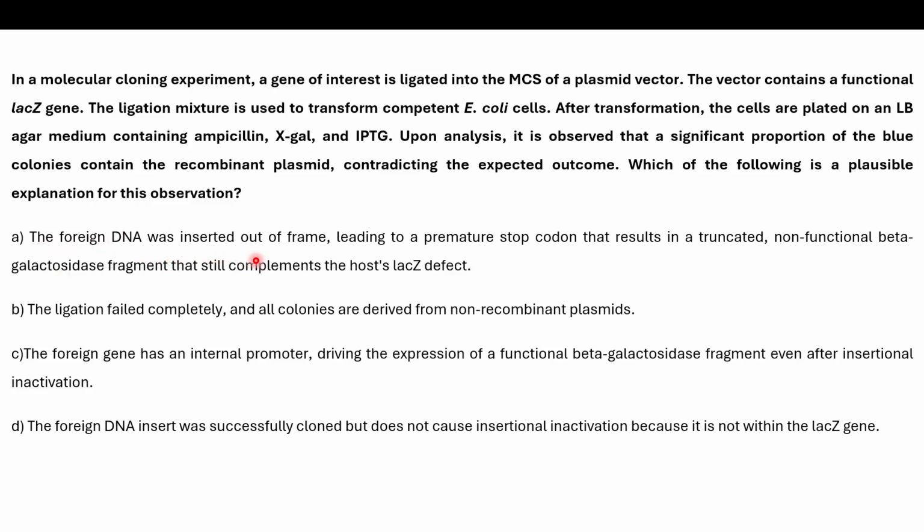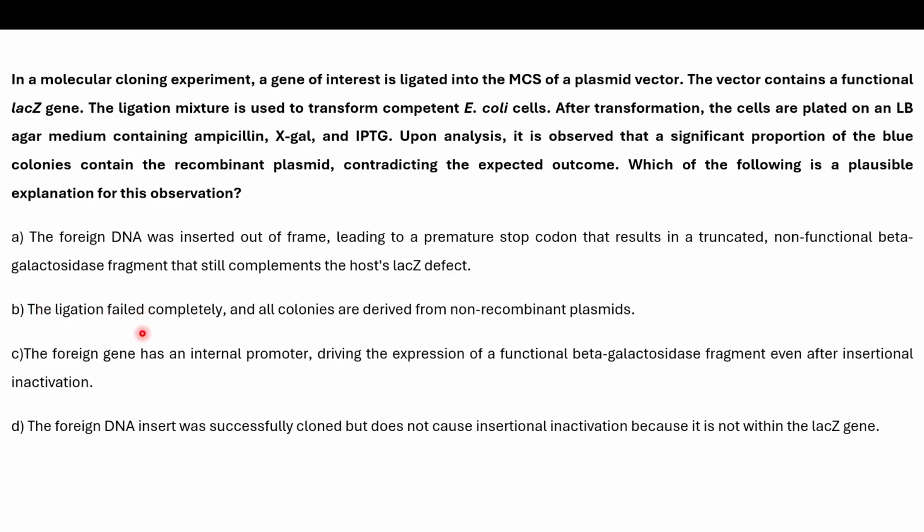The foreign DNA was inserted out of frame, leading to a premature stop codon that results in a truncated, non-functional beta-galactosidase fragment that still complements the host's lacZ defect. The ligation failed completely and all colonies are derived from non-recombinant plasmids. The foreign gene has an internal promoter which drives the expression of a functional beta-galactosidase fragment even after insertional inactivation. Or the foreign DNA insert was successfully cloned but does not cause insertional inactivation because it is not within the lacZ gene.